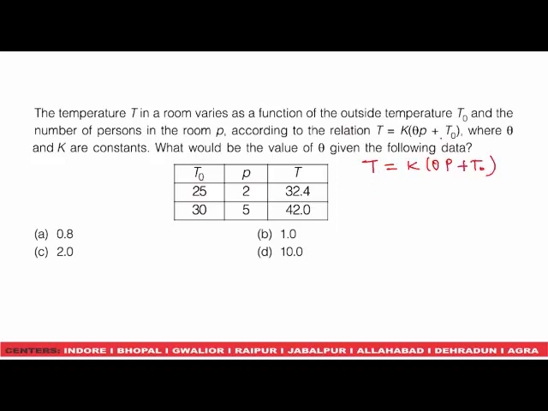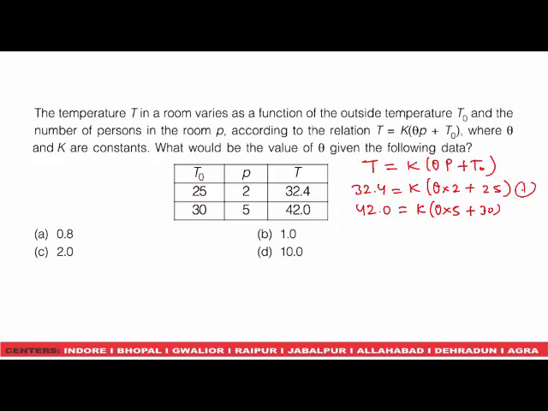Now on the basis of this relation there are two sets of data. For the first set of data, T equal to 32.4 equal to K into theta into P, where P is 2 and T naught is 25. And for the second set, 42.0 equal to K into theta into P, where P is 5, plus T naught is 30. So we have to calculate theta.